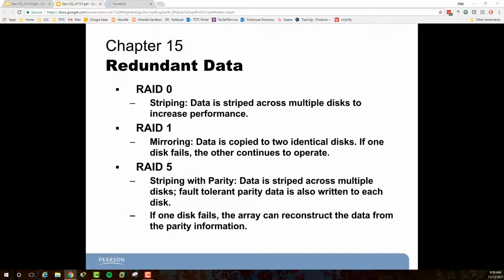Then we have RAID 5. It's kind of a combination of both of those. We're going to stripe the data across multiple disks, and then we're going to have a parity bit that's written to each of these disks. If one of these disks fails, then we can put in another hard drive and tell it to reconstruct the RAID, and most likely it will be able to. So you need several disks for this.